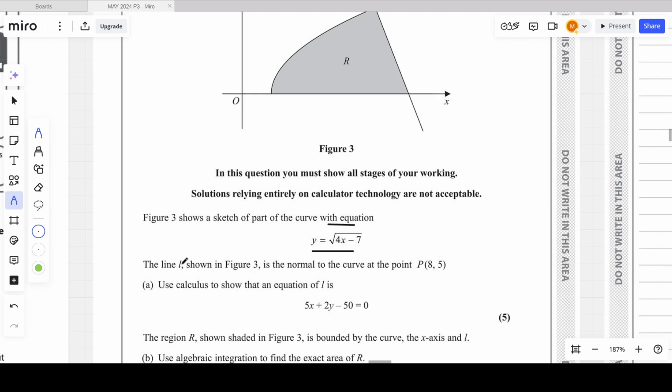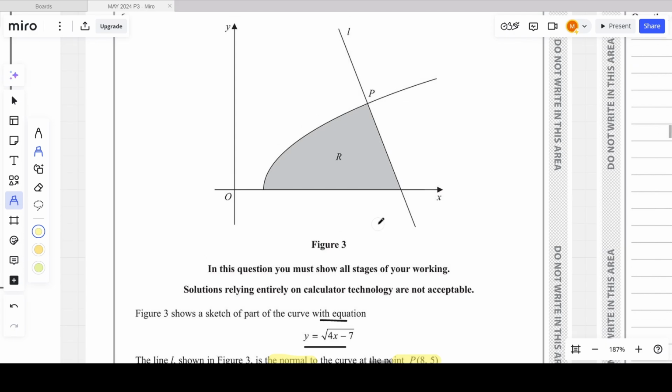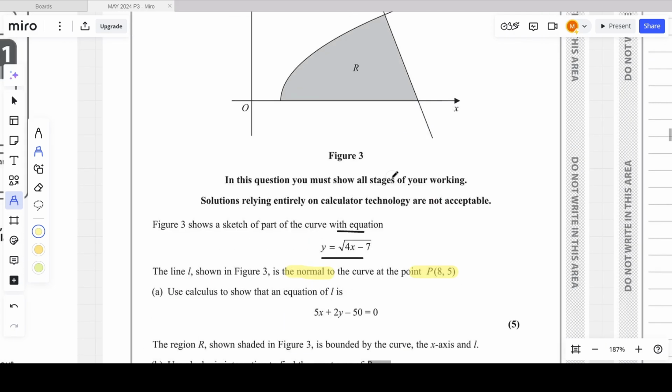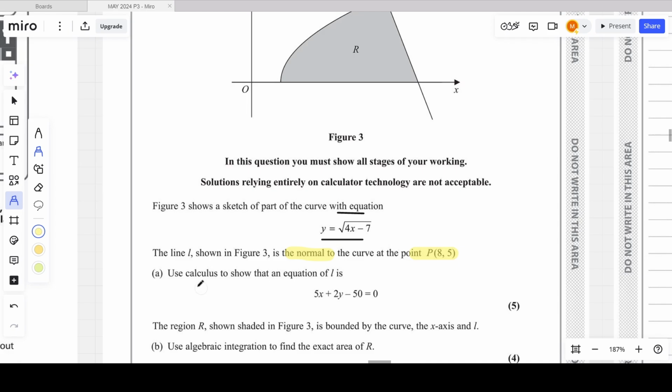The line L shown in Figure 3 is the normal. The key point is that it is the normal to the curve at the point P, (8, 5). So the line you can see in Figure 3 is a normal to the curve at point P. Part (a) asks: use calculus to show that an equation of L is 5x plus 2y minus 50 equals 0.